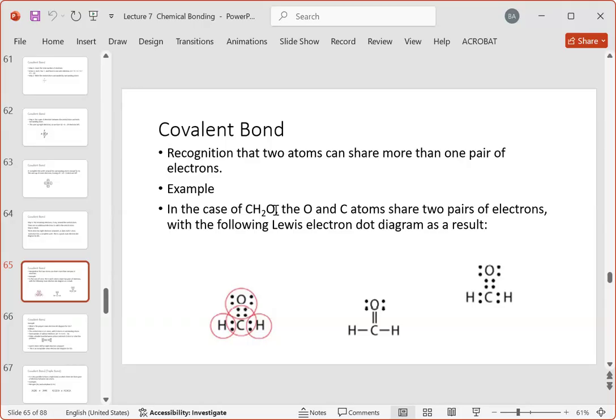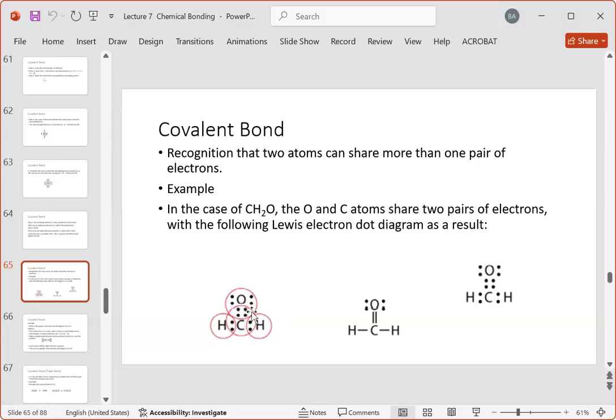So in the case of, for example, CH2O, the oxygen and carbon atom share 2 pairs of electrons with the following Lewis electron diagram. So this is the thing: the carbon here, oxygen and hydrogen. Hydrogen always has to have just 2 electrons, right? So you can first put a carbon there and then just bond it with the hydrogen. Once you have gotten all the valence electrons, using the steps that we have to go through, just bond the hydrogen.